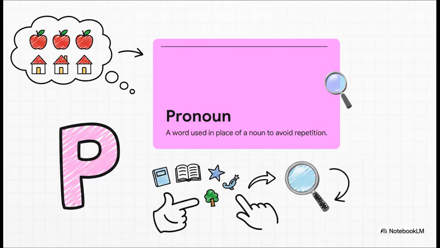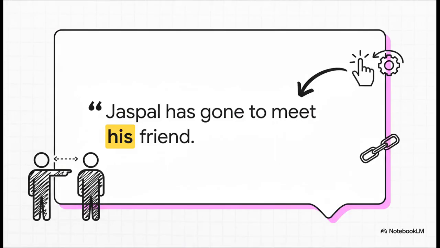Okay, nobody wants to hear the same name over and over. Mina went to Mina's car to get Mina's keys. It just sounds clunky, right? Well, that's where our next hero comes in, the pronoun. Think of them as handy shortcuts for nouns. So instead of that awkward repetition, we just swap in a pronoun. Justball has gone to meet his friend. See that? The word his steps in for Justball's, and the whole sentence just flows so much better.